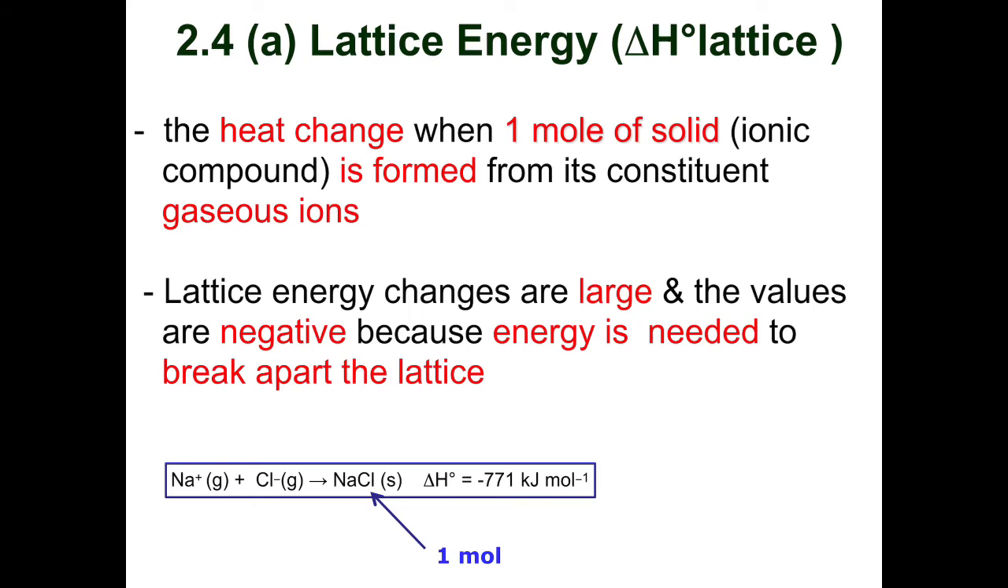Lattice energy is defined as the heat change when 1 mole of solid is formed from its constituent gaseous ions. It means that the product is 1 mole of solid compound and the reactant is gaseous ions. Lattice energy changes are large and the values are negative because energy is needed to break apart the lattice.